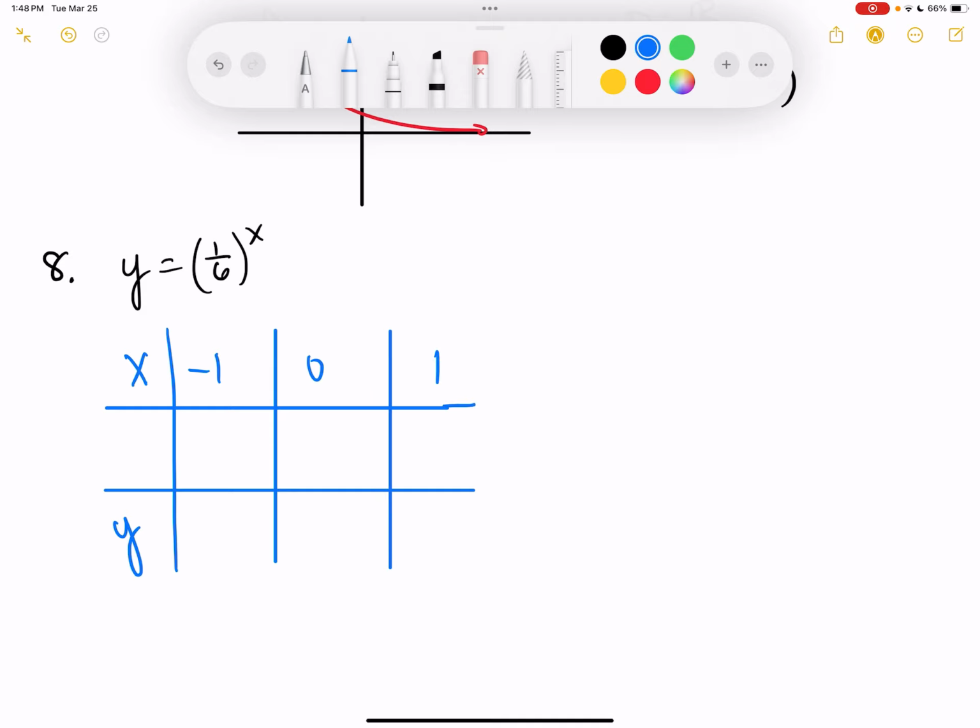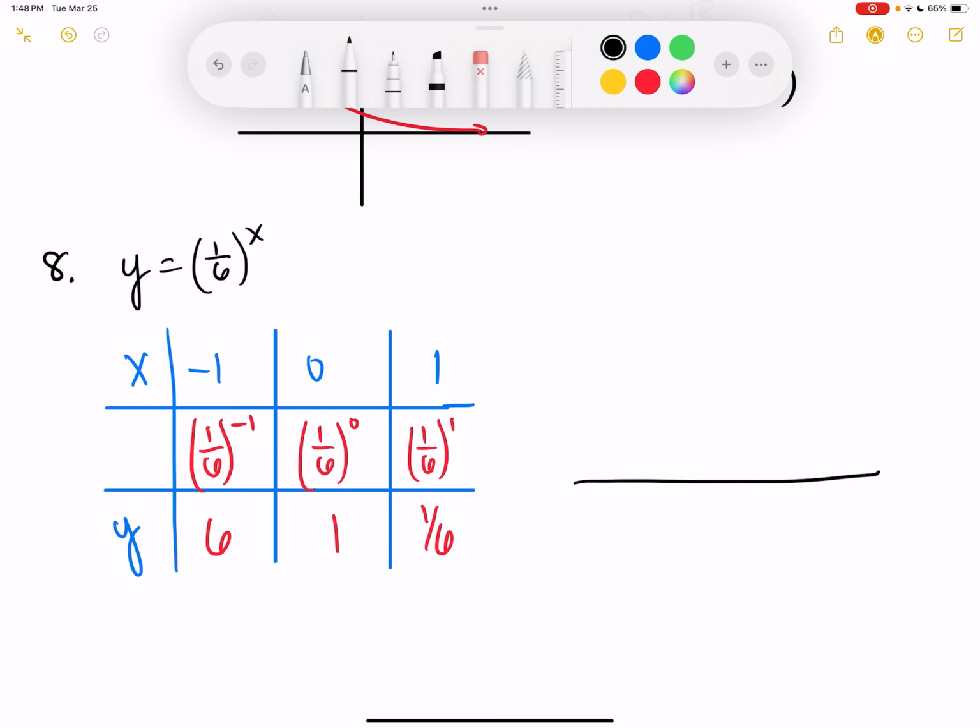Probably won't do as many examples unless we feel like we need it. All right, so I've got 1/6 raised to the -1, and notice that's everything in that parentheses raised to the -1. That tells me if I have a fraction and it's raised to a negative, I'm going to flip the stuff over. So this is going to become 6 to the 1, or just 6. At 0, I have 1/6 raised to the 0, which is 1. And then I've got 1/6 raised to the 1, which just stays 1/6.